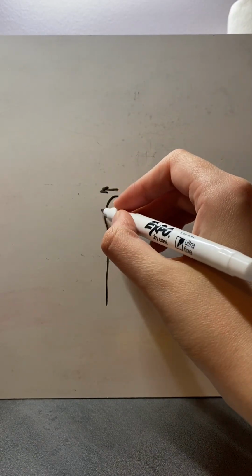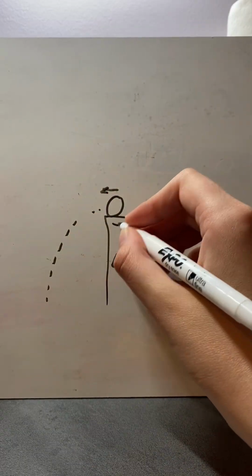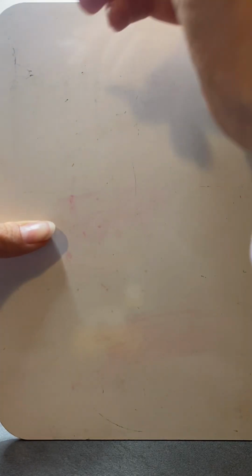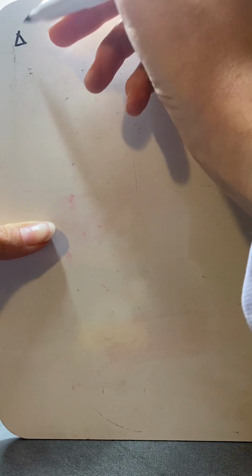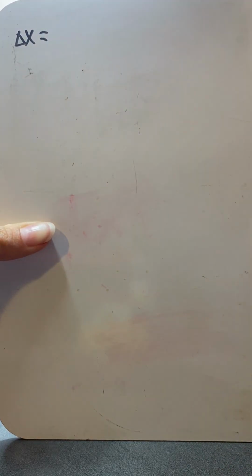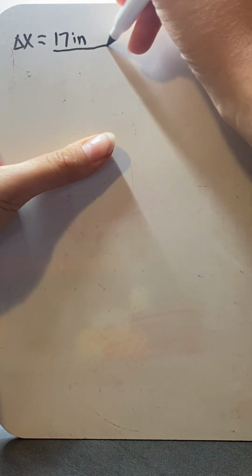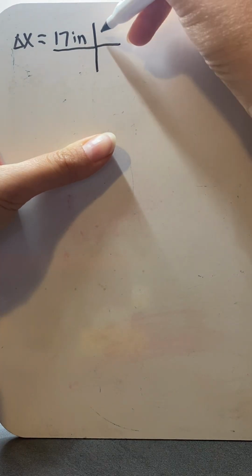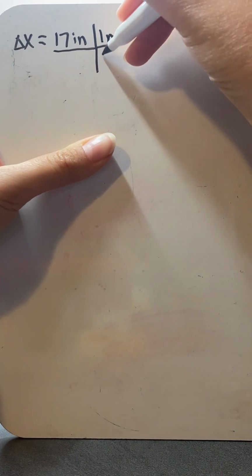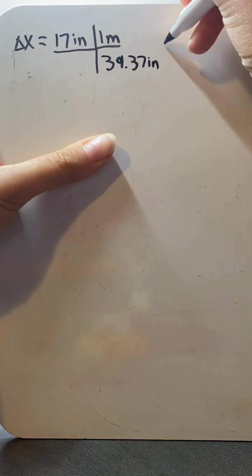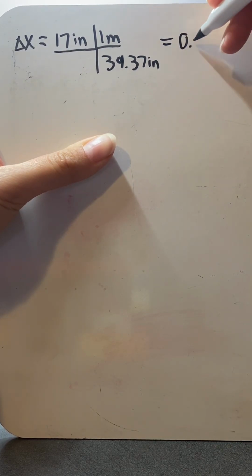Here we have a tennis ball rolling off of a counter. The X displacement of the ball was measured to be 17 inches and had to be converted to meters. This was 0.4318 meters.